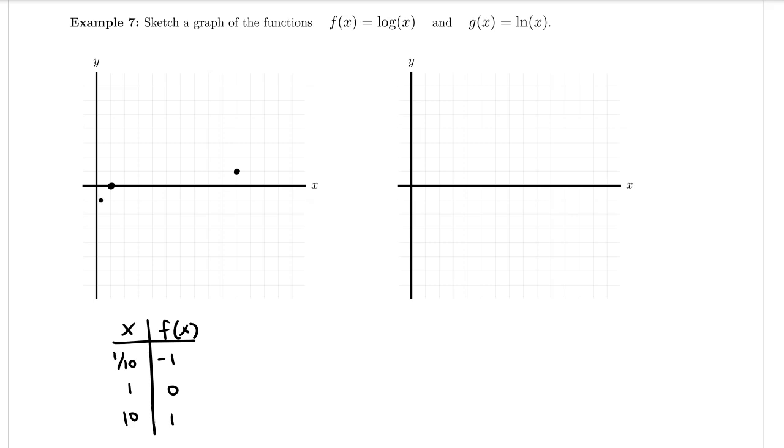And our function is going to grow very slowly because, remember, this is the inverse function of y equals 10 to the power of x, which grows very quickly. So it's going to look something like this. And it turns out that there is a vertical asymptote at the y-axis. So x equals 0 is a vertical asymptote of this function. And our graph's going to look something like that, but not quite as crooked.